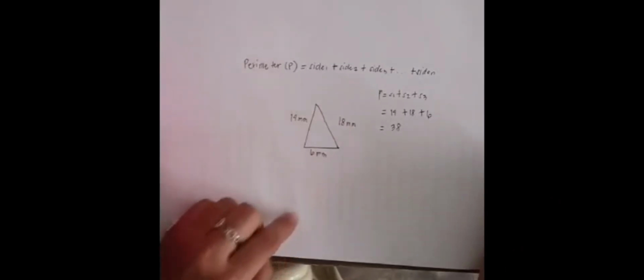So 14 plus 18 plus 6. So we're just going to sum it all. So 14 plus 18 plus 6 is equals to 38. So a triangle has 38 millimeter. Now that you know the perimeter is, let us do the following activities or solve the following problems.